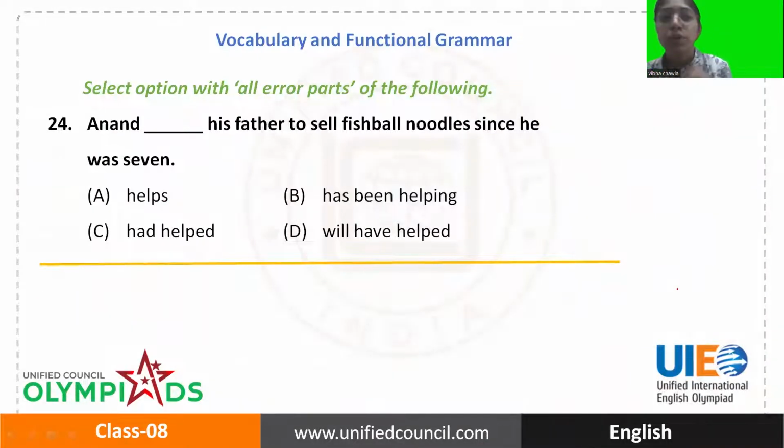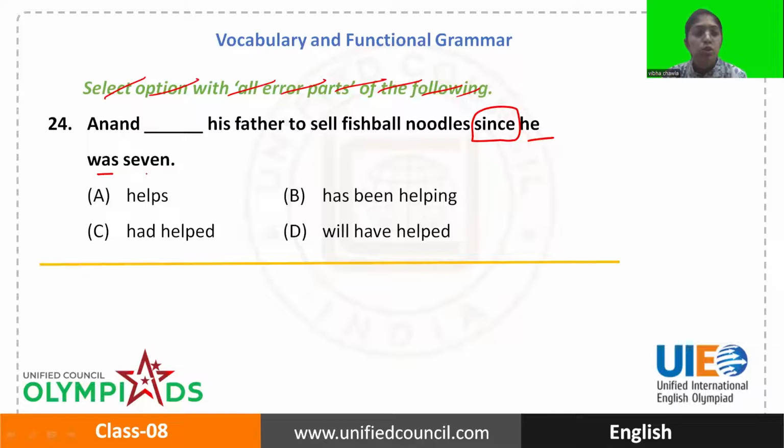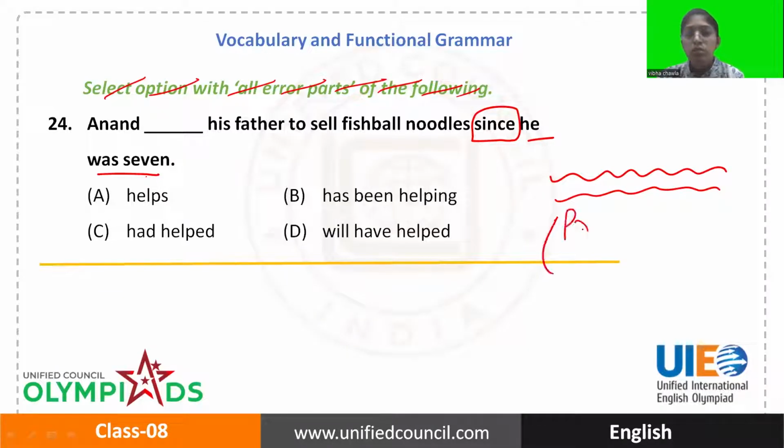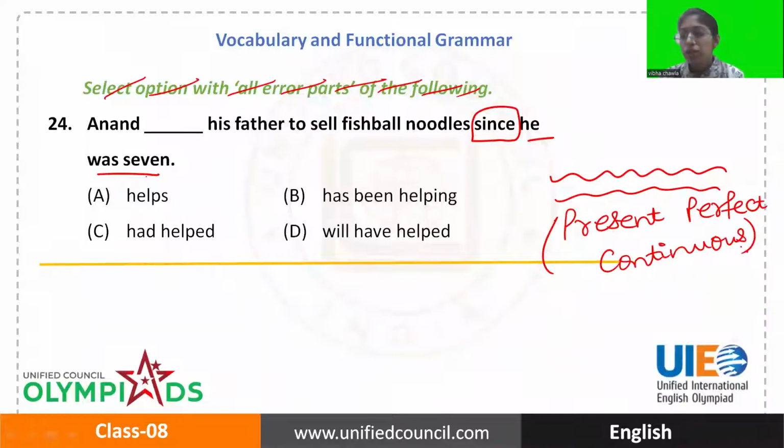Then next up, question number 24. Anand blank his father. She's still in the blank. Okay. Anand blank his father to sell fish ball noodles since he was 7. Now here since is mentioned. Since he was 7. So if somebody started doing something in the past, okay, and is still continuing the same, we use present perfect continuous tense for the same.